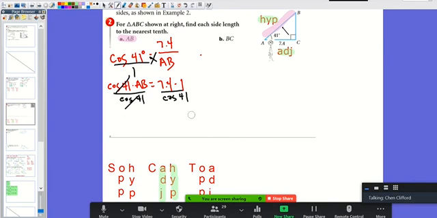Okay? And I'm going to just plug this into my calculator. Okay? So 7.4 times 1, which is 7.4, divided by cosine of 41, and I get 9.8. Okay? AB equals 9.81.